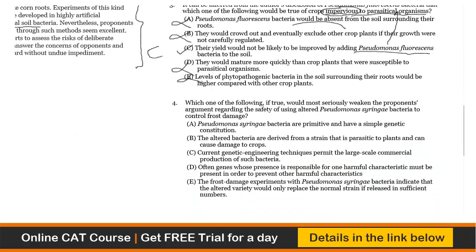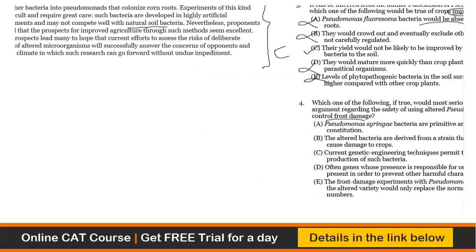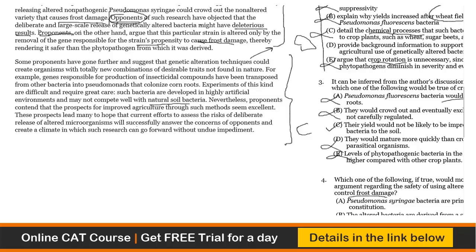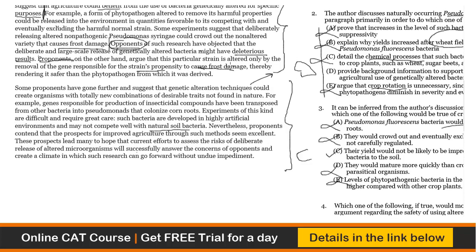Right? The fourth question. Which one of the following, if true, would most seriously weaken the proponent's argument regarding the safety of using altered Pseudomonas syringae bacteria to control frost damage? So we know that something regarding frost damage has come in the paragraph. So let's go and check where exactly that has come. It has come somewhere in the second last paragraph. That is what I remember. So definitely not at the start. So the frost damage word has come here, right?